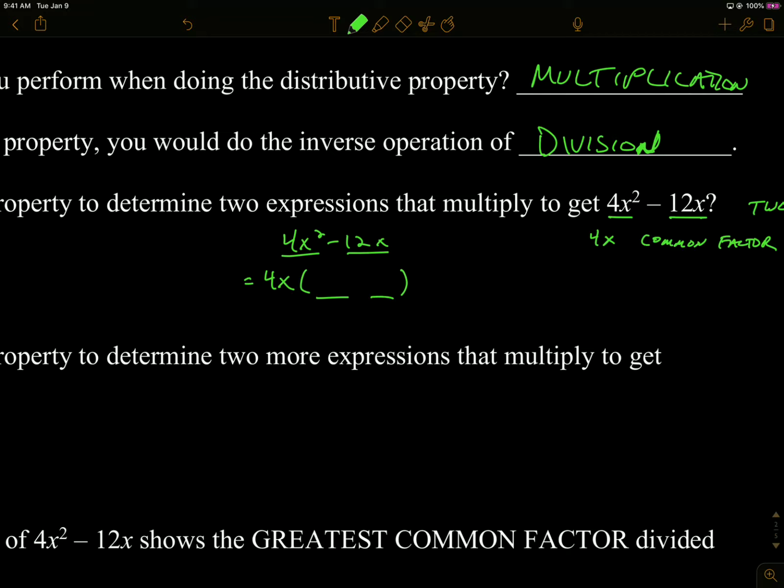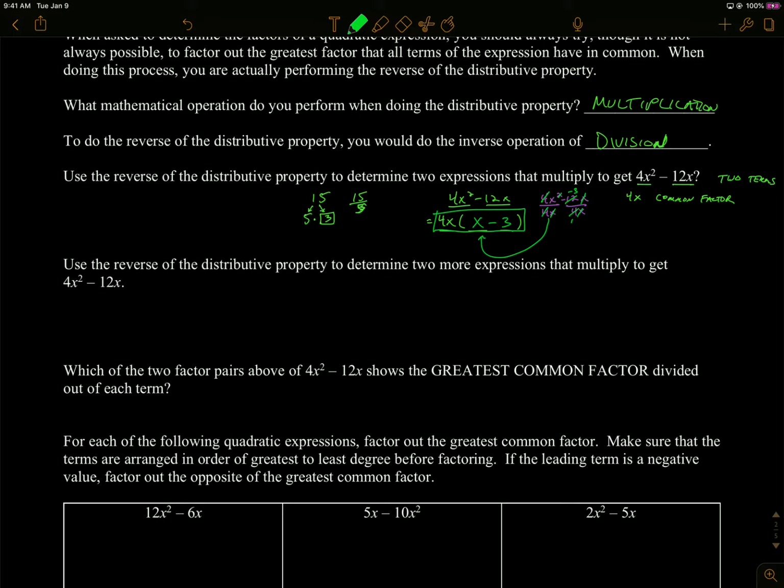Okay, let's try again. Let's do the next one. What does it say here to do? Use the reverse of the distributive property. Determine two or more expressions that multiply to get 12x squared minus 6x. So we picked the greatest common factor. I kind of skipped right to that. We're going to skip this part. We already kind of did greatest common factor.